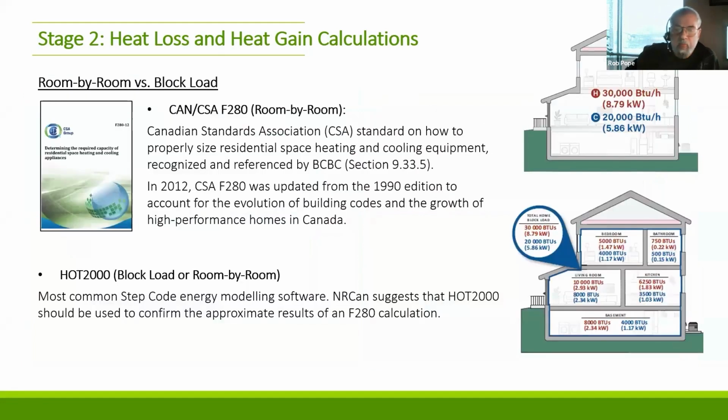There's two general ways of approaching heat loads. In new construction, you have to do room by room. And you have to use the standard. It's called F280, F280-12. It's in the National Building Code. It's also in the BC Building Code.